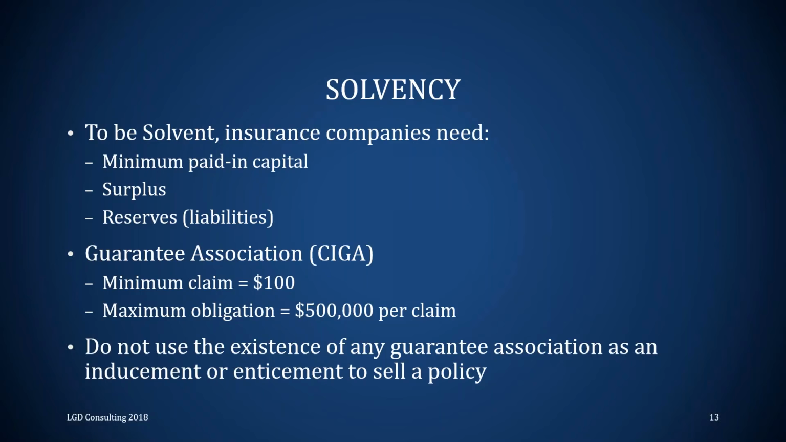Okay. All right. Now, under the Guarantee Association, if your company goes bankrupt and you suffer loss, the minimum claim you can even request is $100. All right. The maximum obligation that they'll pay is $500,000 per claim. That means if you have a $3 million property and that property is destroyed by a fire at the same time your insurance company goes bankrupt, the maximum you'll get to rebuild your $3 million property would be $500,000.